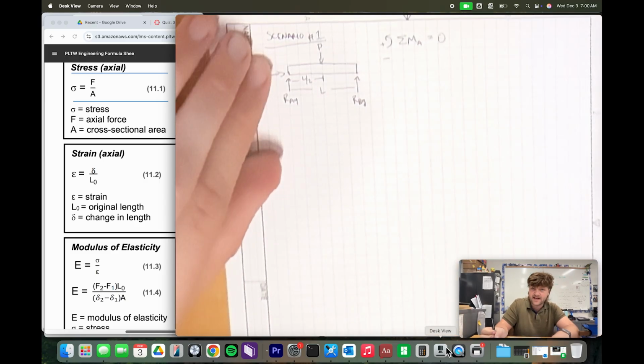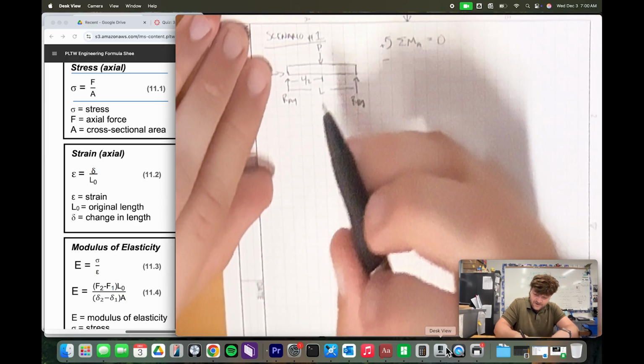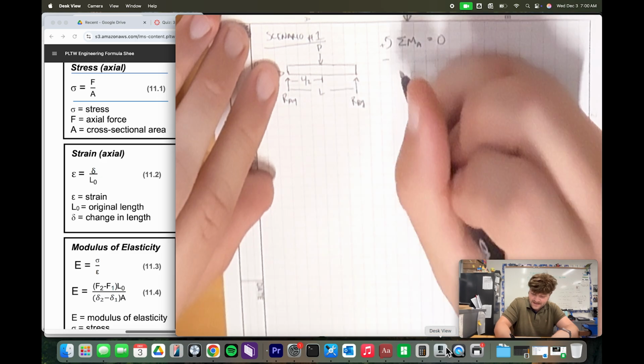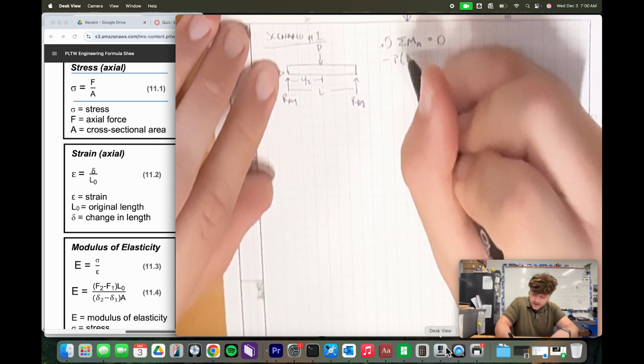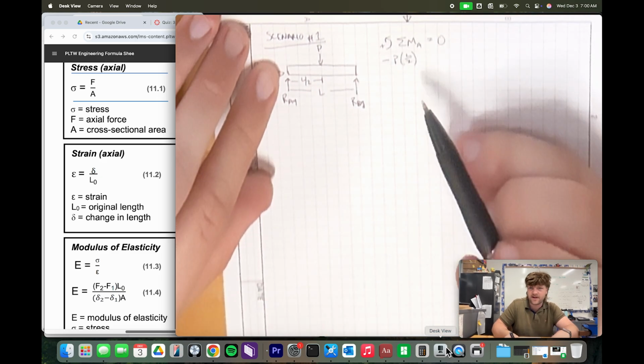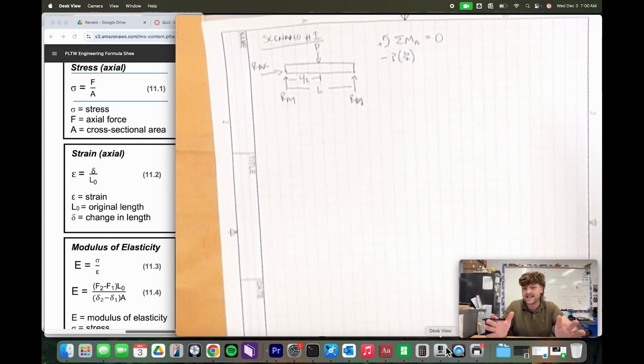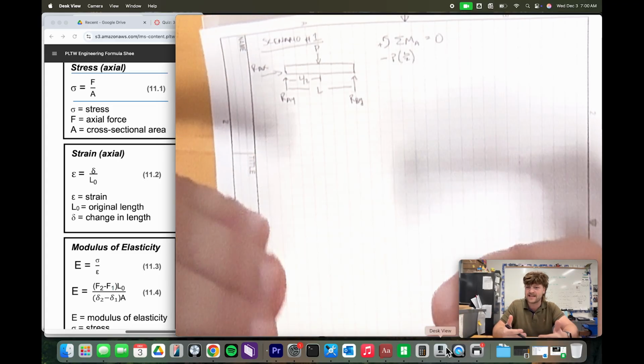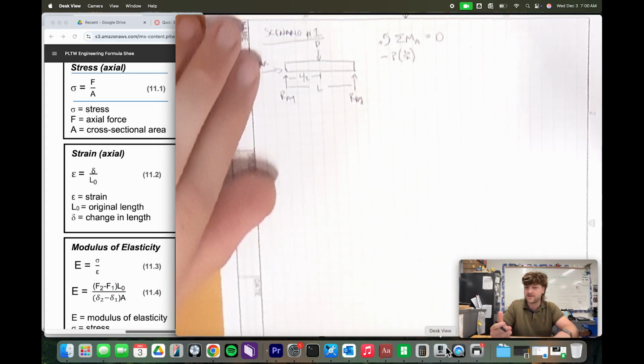So we put a negative sign there, and then we have to take our force multiplied by the perpendicular distance. So we're going to end up with P times L divided by 2. Now, we aren't plugging in any numbers because we're just trying to solve this in terms of variables.